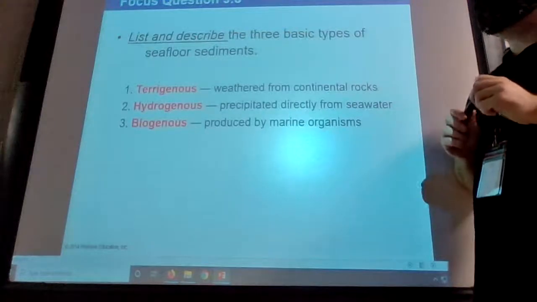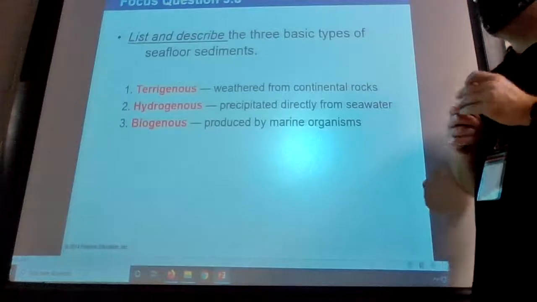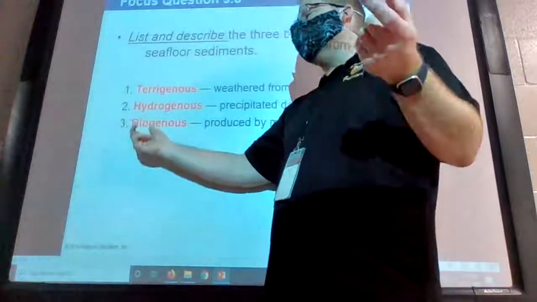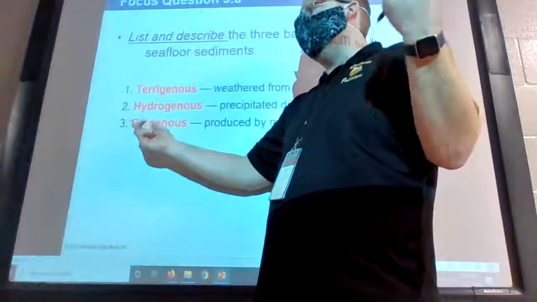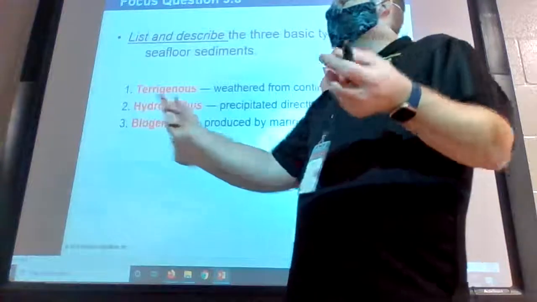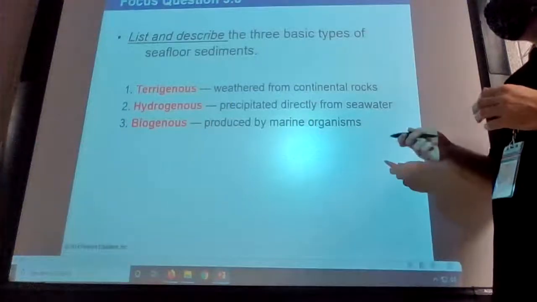Wonderful. So at the very end, list and describe the three basic types of seafloor sediments. Terrigenous is going to come from your terrain. Biogenous is going to come from your living things, skeletons, shells. And then hydrogenous are going to be minerals that are precipitated from the water column directly. So, nice. And we are done.